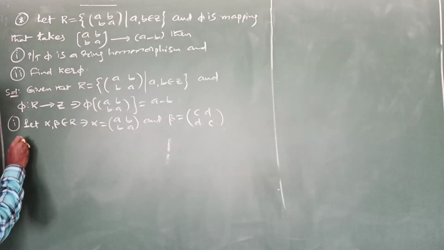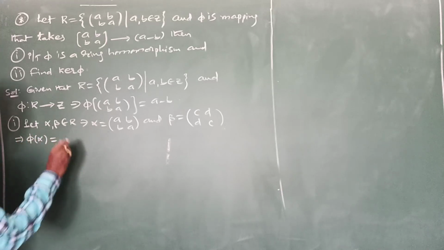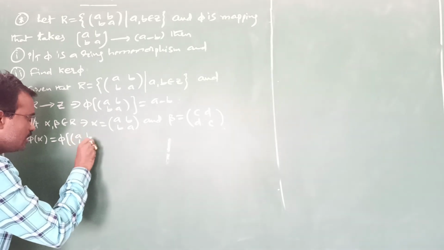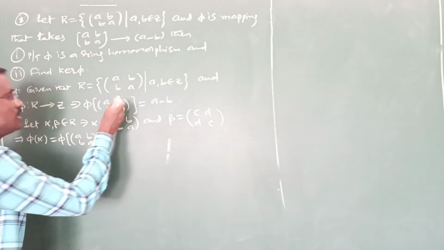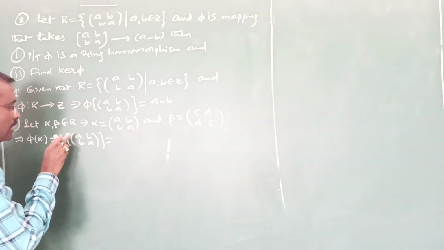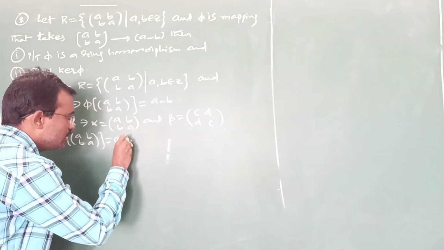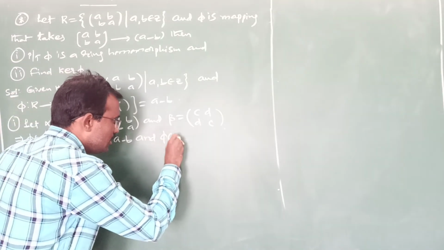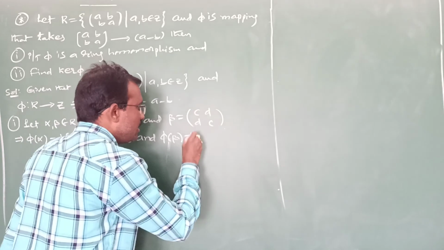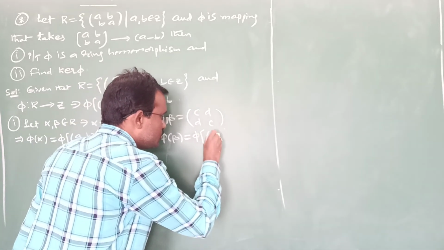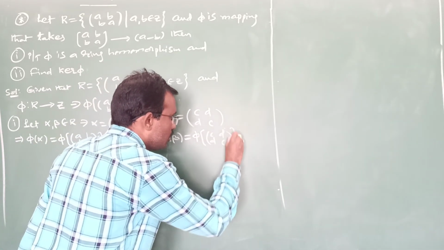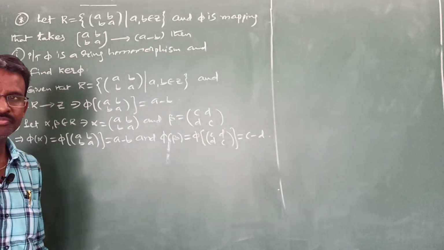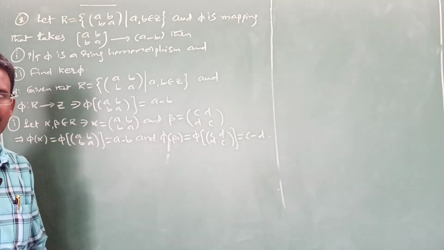From this, let us define phi of alpha. Phi of alpha means phi of [A, B; B, A]. From the definition, it is A minus B. And then define phi of beta. Phi of [C, D; D, C] is C minus D. These are your phi of alpha and phi of beta results.